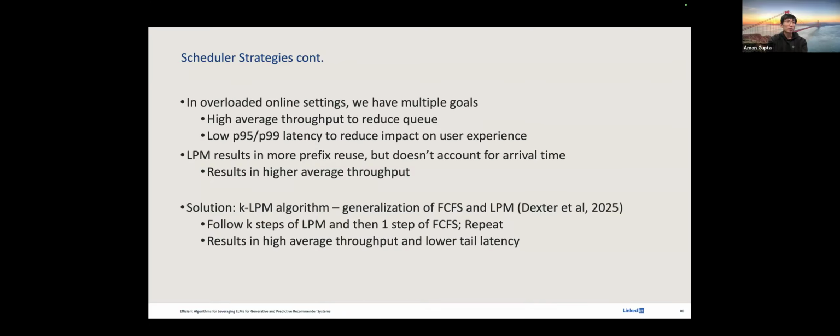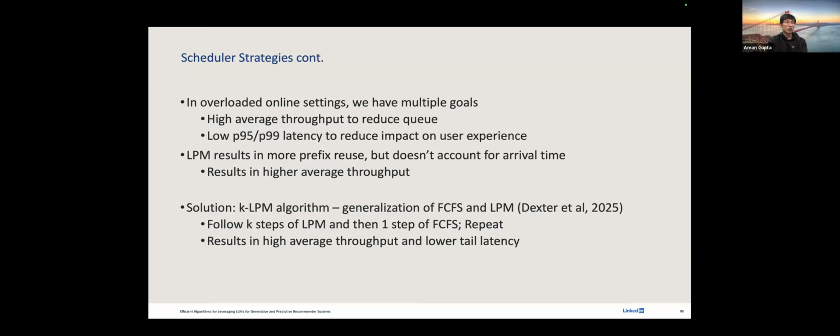Although LPM helps significantly improve throughput by maximizing prefix reuse, in real-world overloaded online settings, when the system faces high QPS and deep query backlogs, we must balance both goals. One is high average throughput to reduce a growing queue backlog. Another is to still keep low latency, the P95 and P90 latency, to maintain an acceptable user experience even under this load. So LPM alone, while excellent for maximizing shared computation, doesn't account for the arrival time of individual queries.